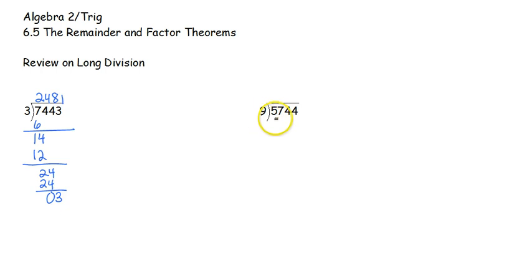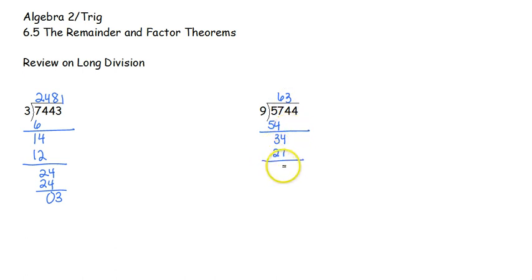How many times can 9 go into 5? None. So we see how many times can 9 go into 57. That can go at most 6 times. 6 times 9 is 54. 57 minus 54 leaves us with 3. Bring down the 4. How many times can 9 go into 34? That can go in at most 3 times. 3 times 9 is 27.